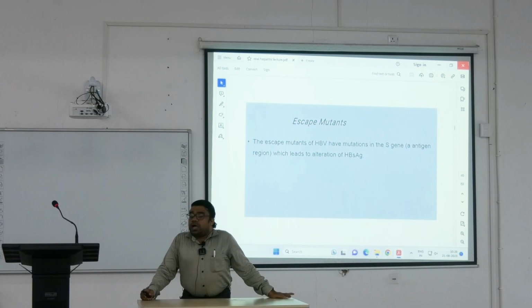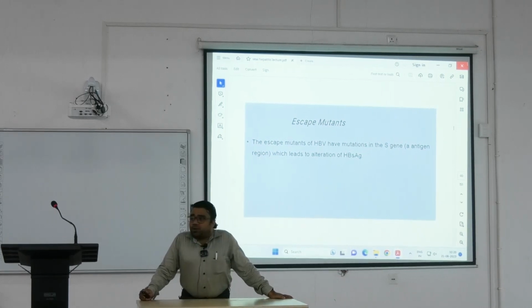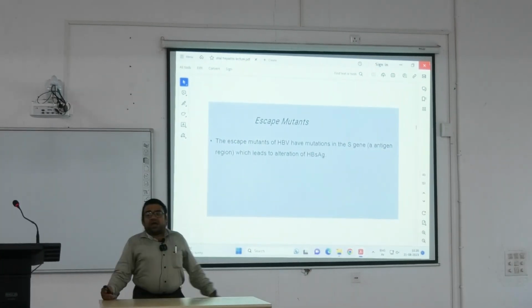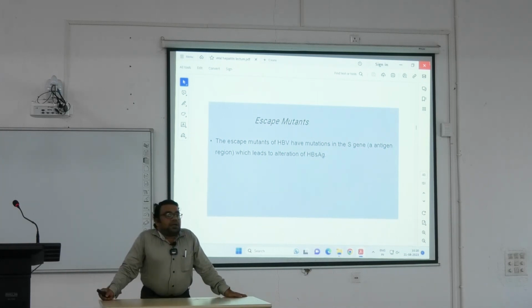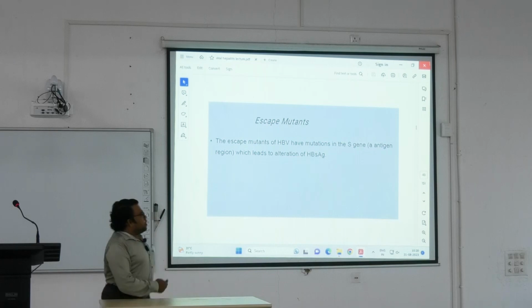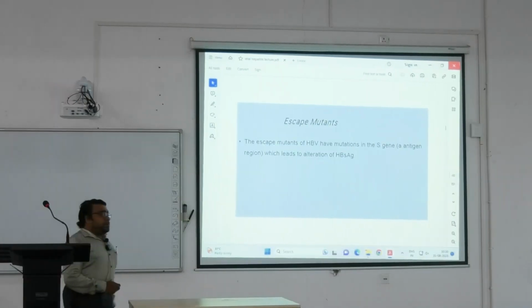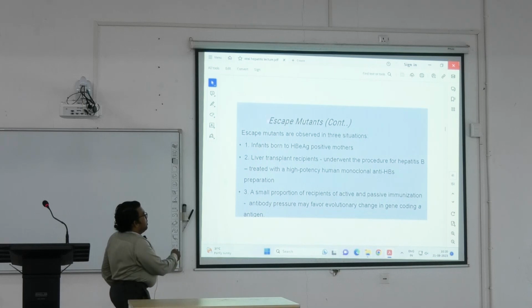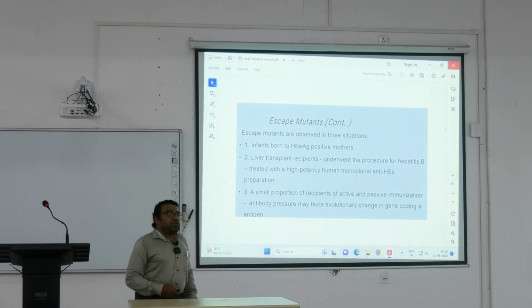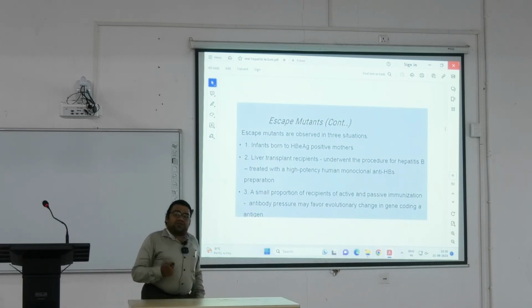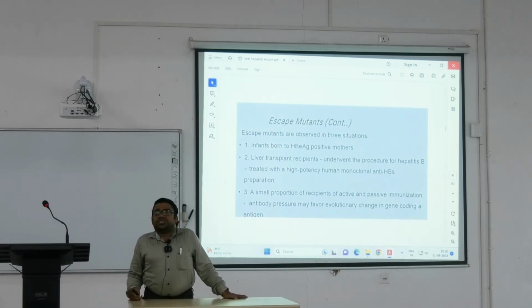Because I have already told you, vaccination against hepatitis B involves the surface antigen. So, the antibodies will be produced against the surface antigen. Now, if the virus produces an alteration of the surface antigen, what will happen? The antibody that is produced within the body will fail to inactivate the virus. Understood? These are 2 more important. Now, escape mutants are observed in 3 particular situations. One is infants born to hepatitis B E antigen positive mothers. That means in the mother, the virus is replicating actively and she has given birth to the child.